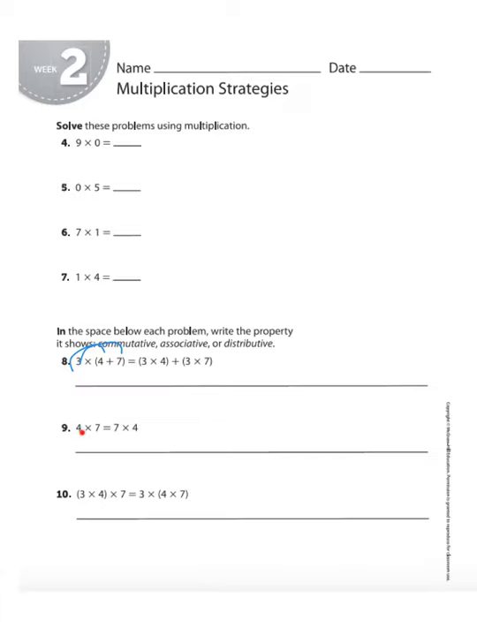Number 9, 4 times 7 equals 7 times 4. There's no parentheses here, and all they did was flip-flop the problem.